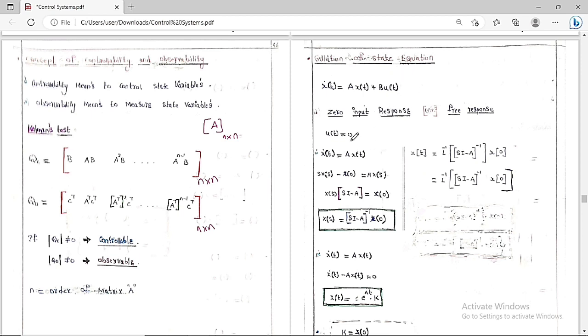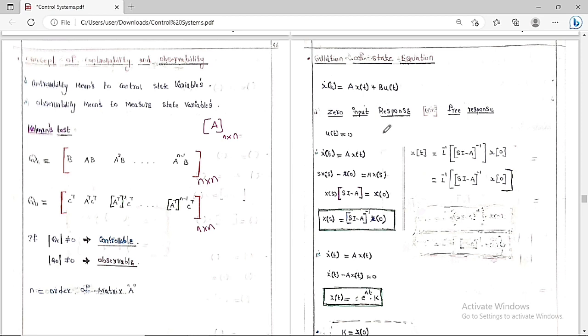So now we are going to study the zero input response or free response. Here the input is not applied, but still you are going to get some output, which is called the free response. So even though the input is equal to 0, we are going to get the output because of the state variables. That is called the zero input response or free response.